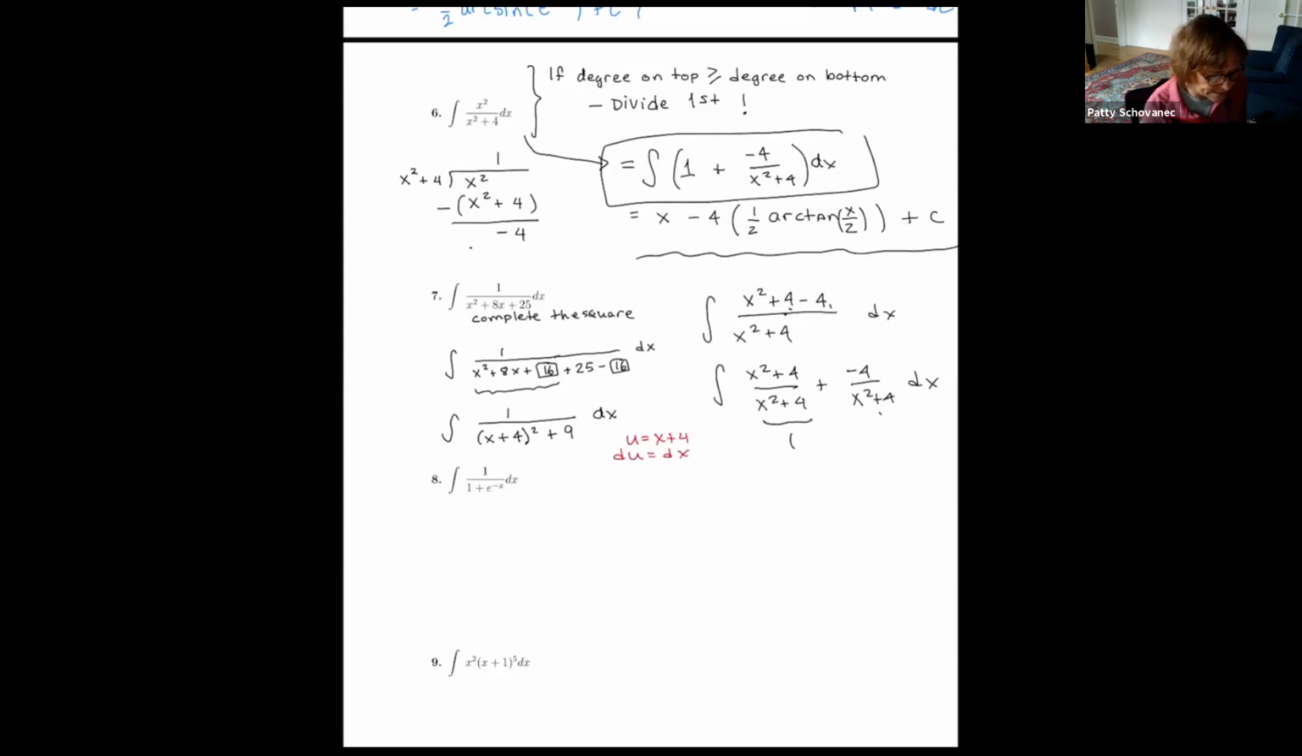The derivative is just a constant, so I've got it. This becomes the integral of 1 over u squared plus 9 du, and that's the general form of the arctangent integral. The 9 is the a squared, so I think of 9 as 3 squared. And my general formula has a 1 over the 3 out here, arctangent of u over 3 in here, where u is the x plus 4.